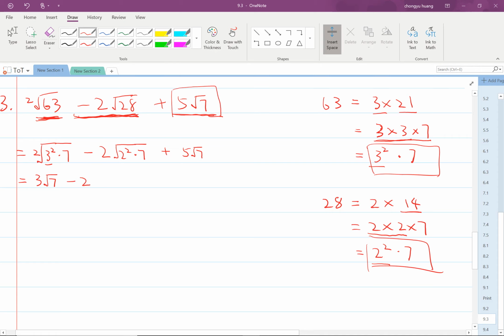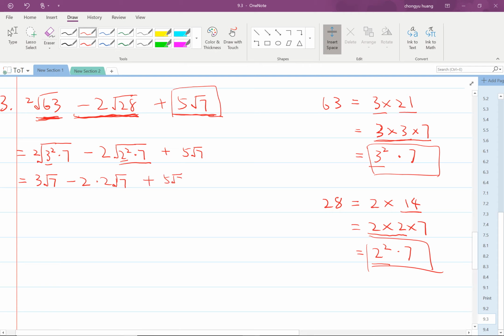We have minus 2, and over here we can simplify this into 2 square root of 7, right? Because we have 2 to the power 2 over here. So we can simplify this into 2 square root of 7. And after that, you just copy the last one, copy the 5 square root of 7.